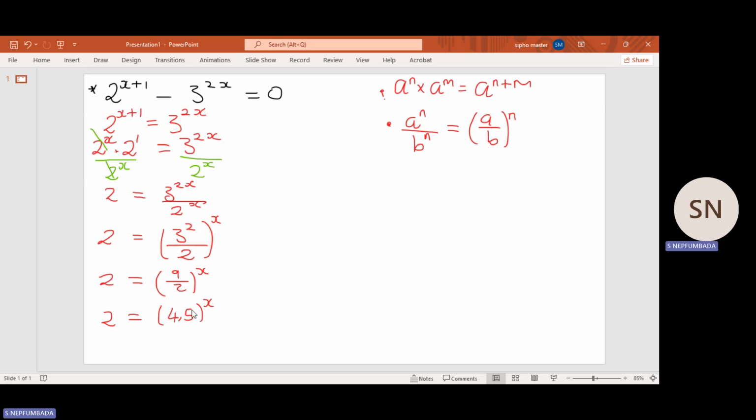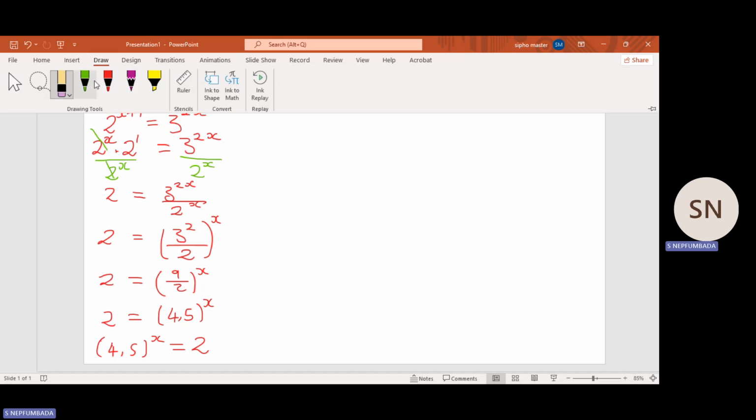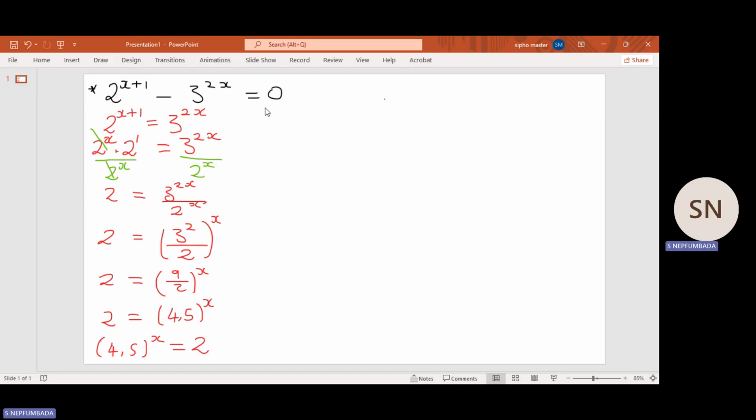Remember that is not a multiplication, it is 4.5. Even on your calculator, when you say 9 over 2, you're going to get that. So we can just swap and say 4.5 to the exponent of x equals 2. Remember our aim is to solve for x. So we're going to introduce the log on both sides.